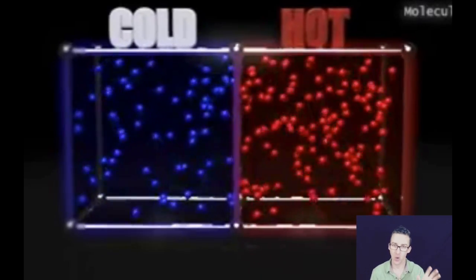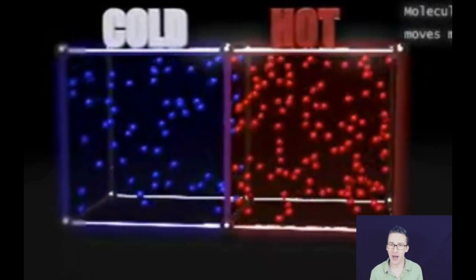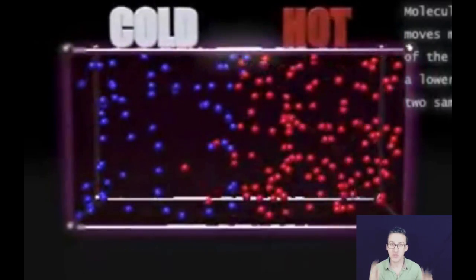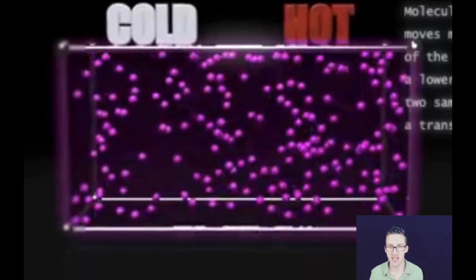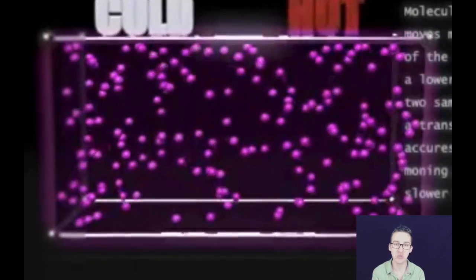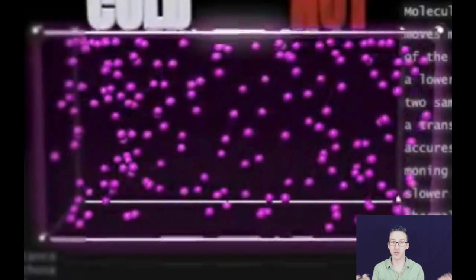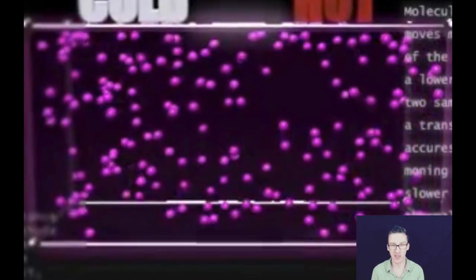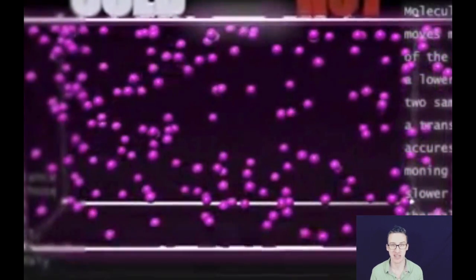So again, cold, moving a little slow, hot, moving pretty rapidly. As we put those two things in contact with one another, notice that the heat transfers from the hot to the cold until we reach thermal equilibrium at the point where they have the same average kinetic energies.